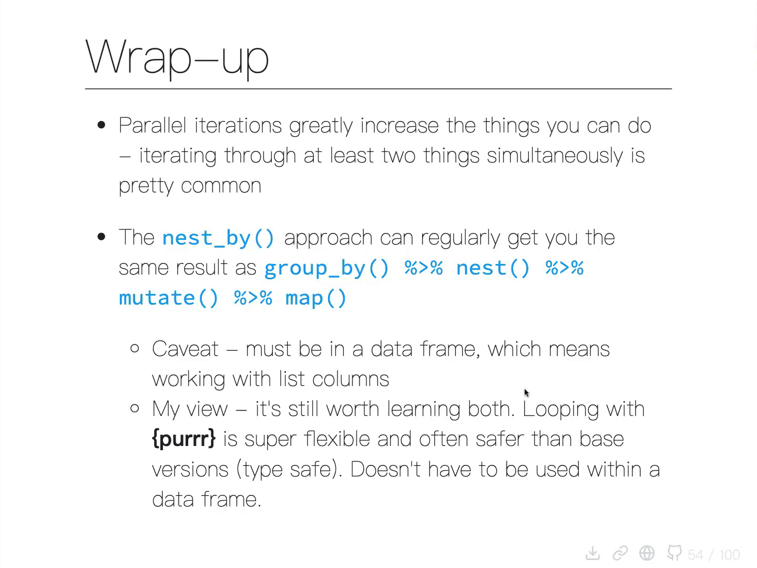So in my view, learning both is worth it. Looping with purrr is really, really good. And I think it's preferable to the base functions for a couple of reasons. One, and probably the main one, is it's type safe, meaning whatever you get back, you always know it's going to be that. You always know it's going to be a list, it's going to be of type double, it's going to be of type character, whatever, right? That's a really important thing when you get to building functions and things, okay? Which we'll start next week. It also doesn't have to be used within a data frame, and as I've alluded to many times now, it's more generalizable to other languages. At least the logic of it is. Okay.